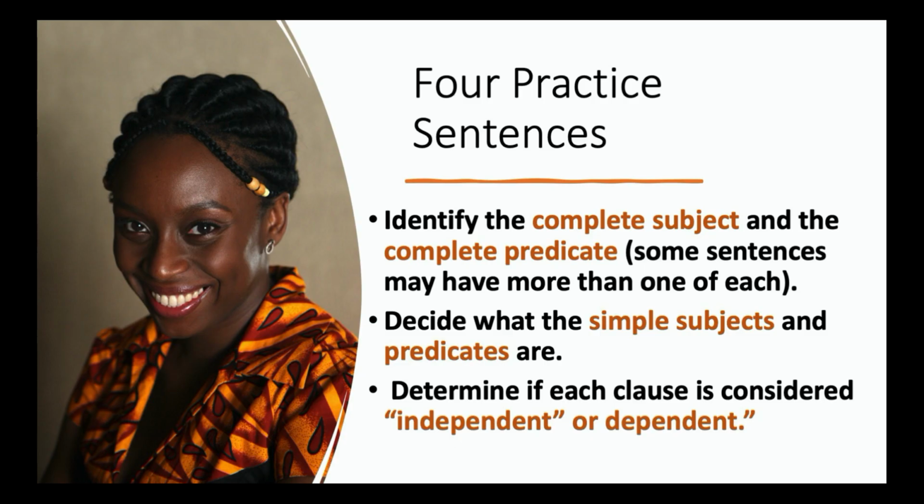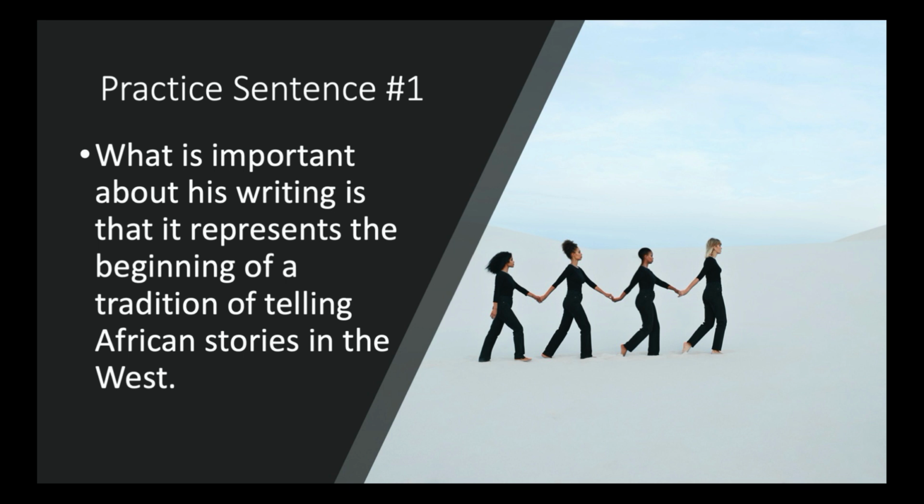It's important that we do a quick review of these essential topics. I'll provide you 4 sentences, and for each one, I need you to identify the complete subject and the complete predicate, knowing that some sentences may have more than one of each. Then I'll give you additional time to decide what the simple subjects and predicates are, and to identify if each clause is considered independent or dependent. We'll use more quotes from Chimamanda Adichie, who I referenced earlier in this lesson. Practice sentence number 1.